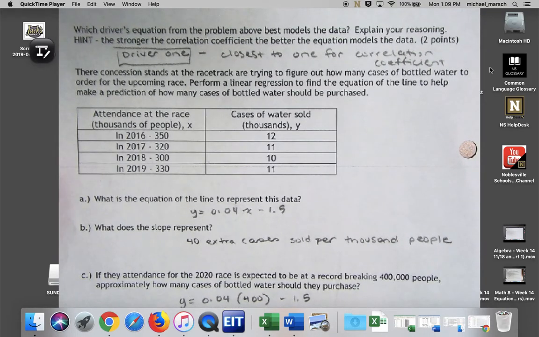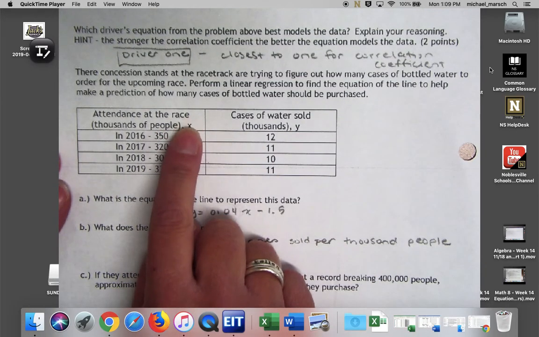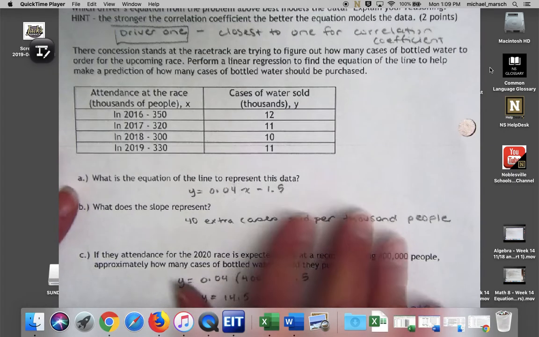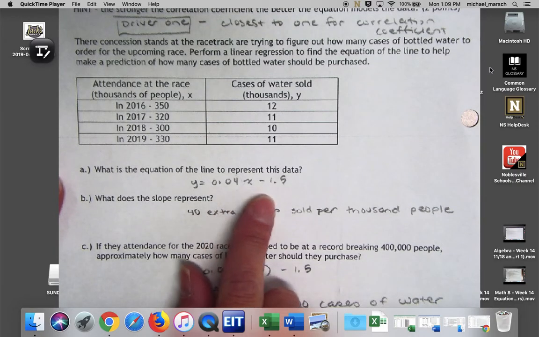And then we have this situation about concession stands at a racetrack. We're trying to predict how many bottles of water they're going to need, right? So we did a linear regression with the hundreds of thousands of people, not thousands of cases of water. So this should have been your equation, y equals 0.04x minus 1.5.